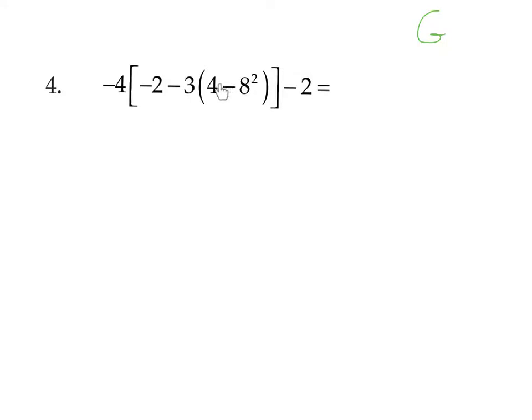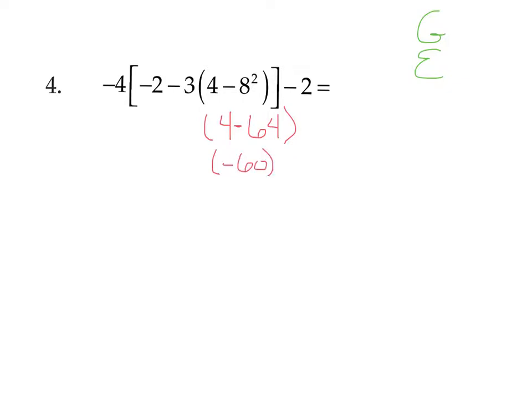So we're going to start inside these parentheses, and we're going to follow the order of operations inside, which means that we're going to do exponents first inside this parentheses. So we're going to do 8 squared first. Now this square is only on the 8. It's not on the negative. So we're only squaring the 8. So 8 squared is 8 times 8, which is 64. So this parentheses ends up being 4 minus 64. When we add that together, that's negative 60.